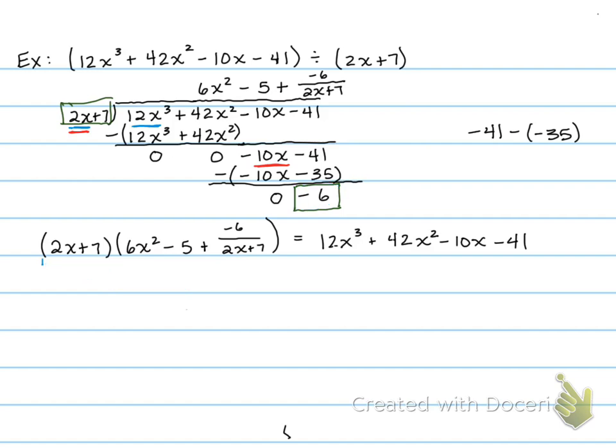So if I do, say, x to the third plus 1 divided by x minus 1. When I write this, instead of writing x to the third plus 1, I'm going to write x to the third plus 0x squared plus 0x plus 1. So I just put zeros in there.